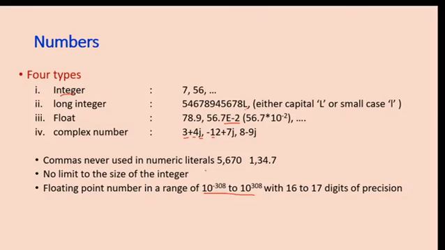And as a general convention, no comma is allowed in between the numeric values. It can be given continuously without any special characters other than the dot, which is used as a decimal point, and there is no limit to the size of an integer.